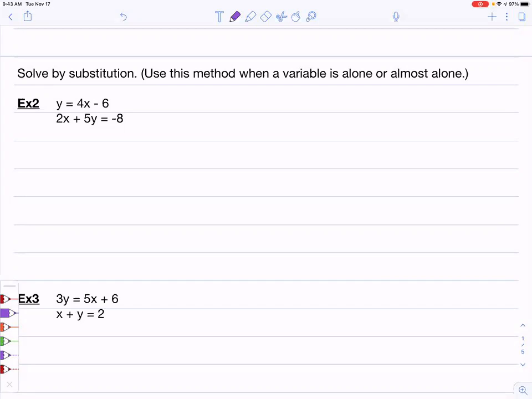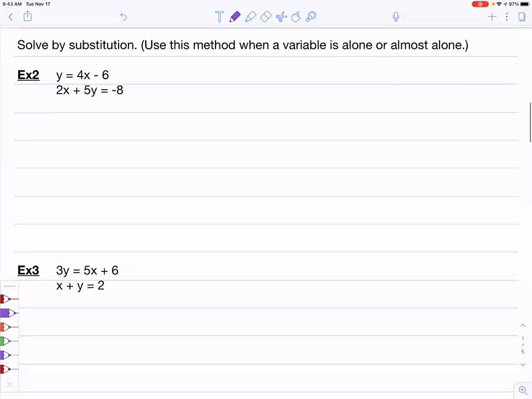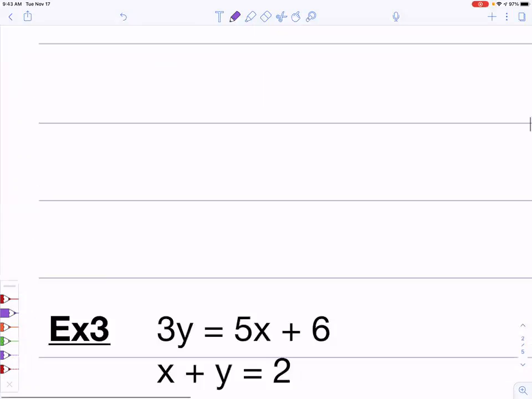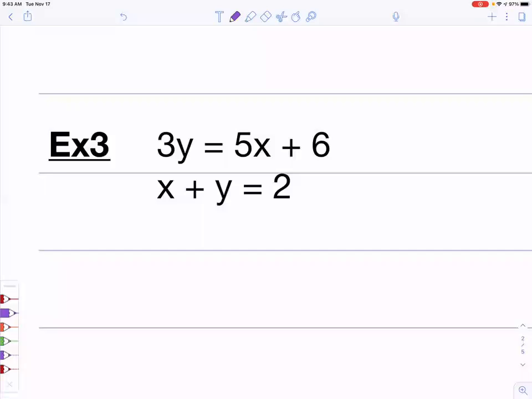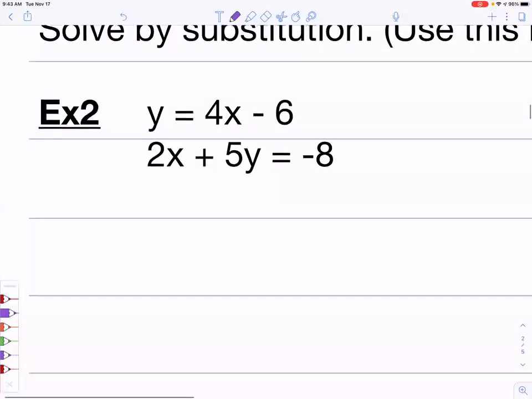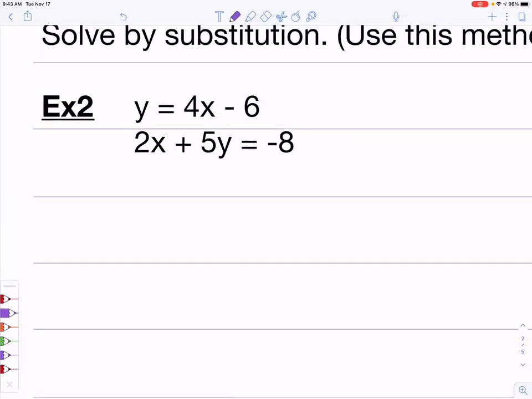You want to use this method when you have a variable that's either completely alone or almost alone. Like you look at number 2, you've got a variable that is completely alone. And then in number 3, you have 2 variables that are almost alone. It would be really easy to get them alone. Okay, so substitution is the method you want to use when you have that. Okay, so do you know what y equals?